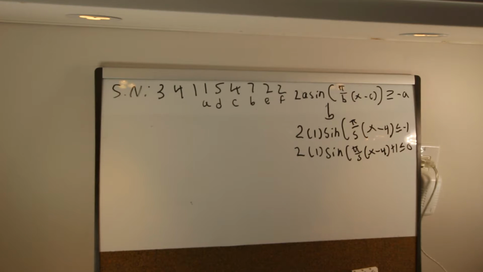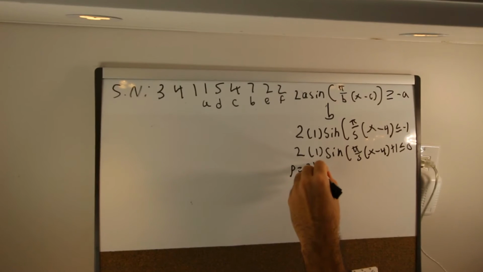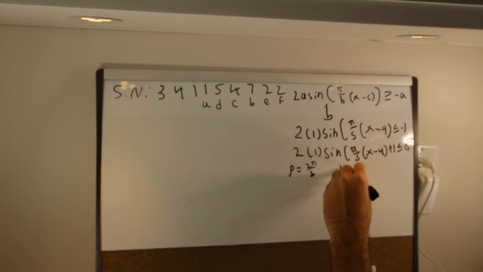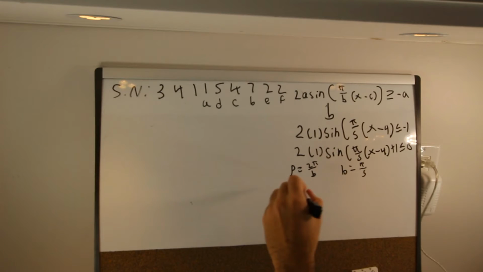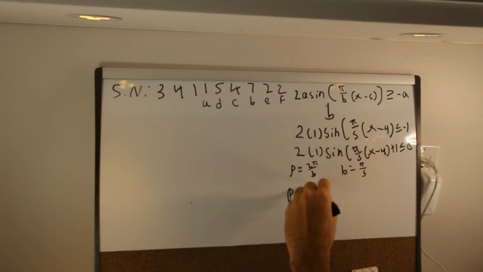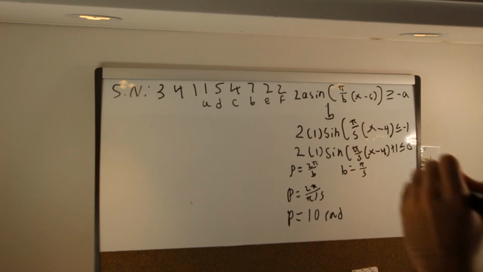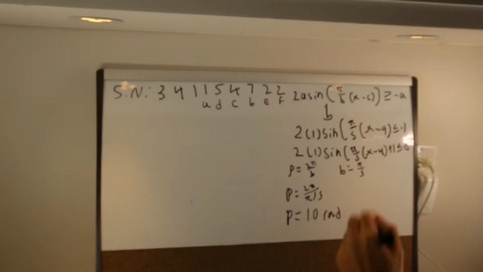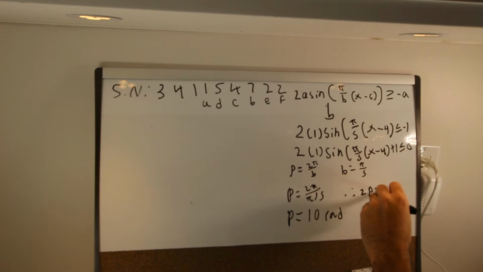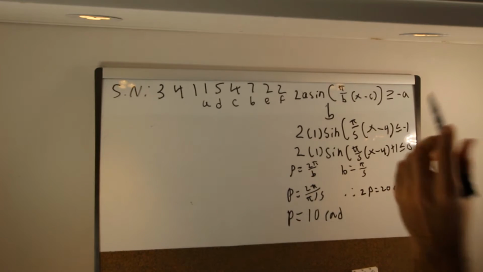Okay, so now what we have to do first is determine the period. So what is the period? Period is equivalent to 2 pi over b. In our case, our b is pi over 5. So our period is 2 pi over pi over 5, which equals 10 radians. Now times that by 2 because you want to find 2 periods. Therefore 2 periods is equivalent to 20 radians.